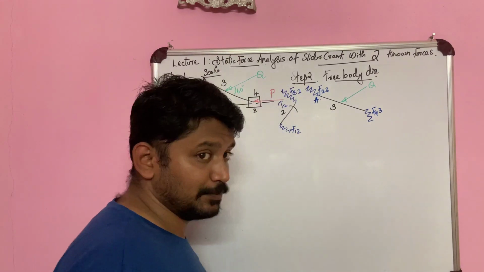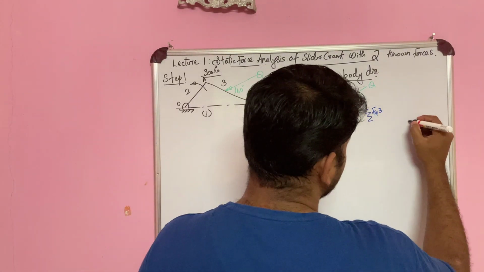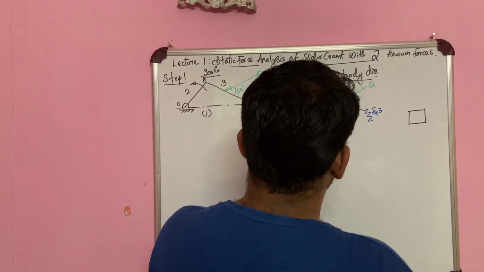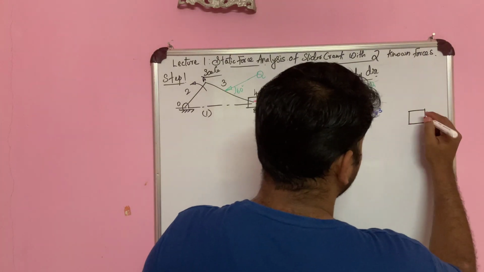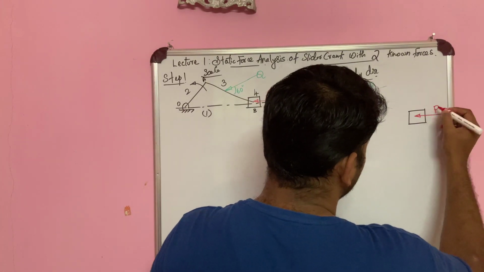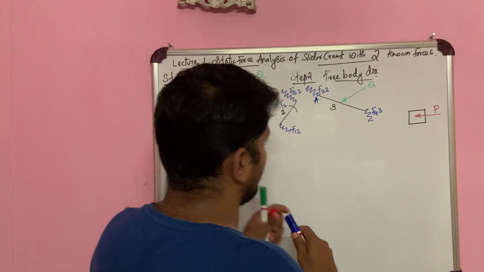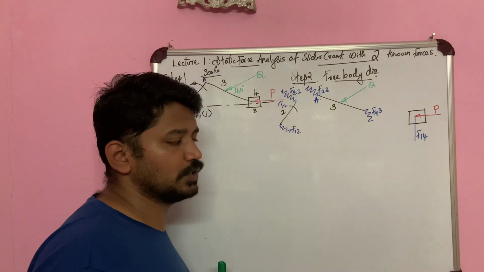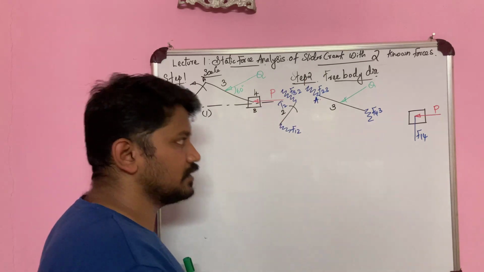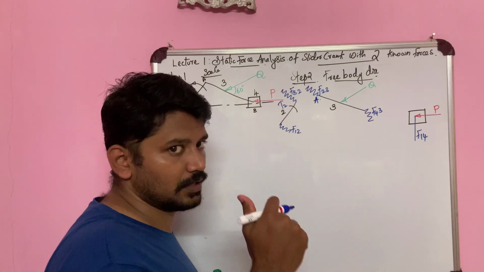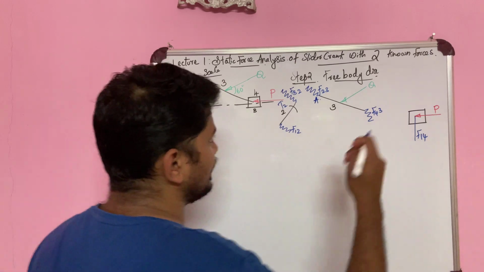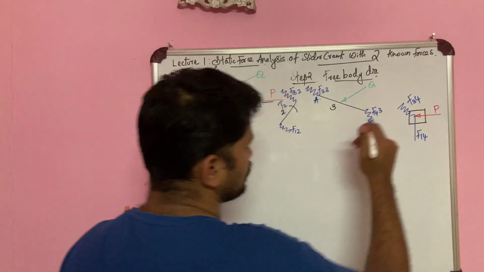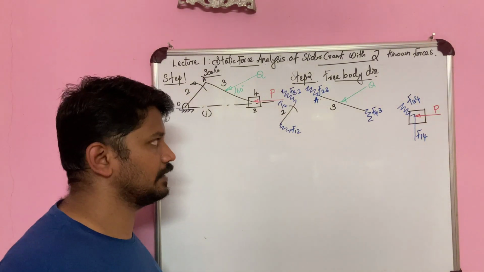Now let us see the slider, our last and final link. On the slider I have a known force P acting, and I have F14, of which I just know that it is perpendicular to the line of stroke. So I just draw the line of action. I don't know whether it is acting upwards or downwards. Direction I don't know yet. Then I have F34, which is equal and opposite to F43. So this many forces are there on each of the links.